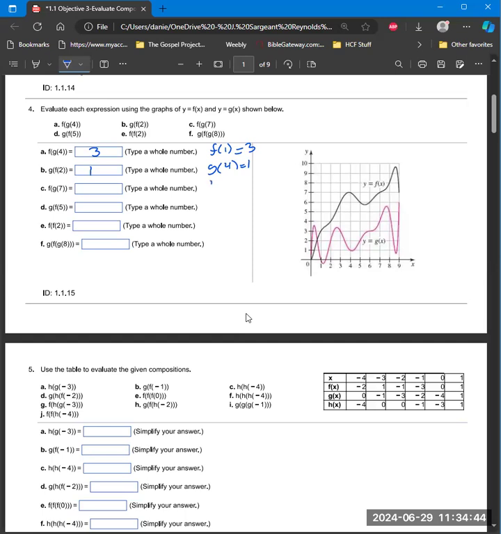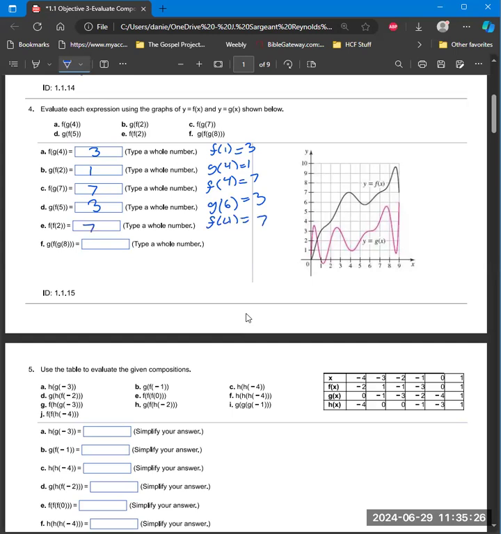F of g of 7. So we're going to have g of 7 is 4. And f of 4 is 7. G of f of 5. So f of 5 is 6. And g of 6 is 3. F of f of 2. So f of 2 is 4. And f of 4 we've already found was 7.